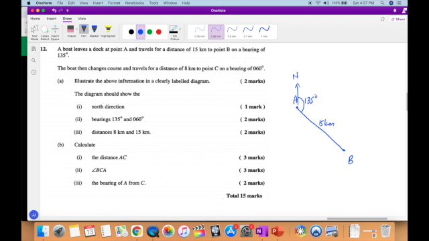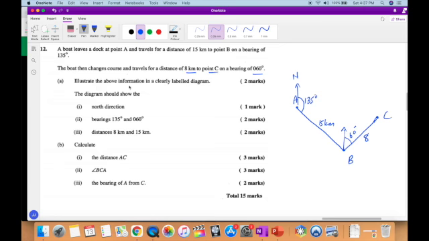The boat then changes course and travels a distance of 8 kilometers to point C on a bearing of 60 degrees. So if this is the north line, I'll measure 60 degrees, and this will be my bearing going to C, and C is 8 kilometers away. So maybe I shouldn't draw C that long, right? So over here, 8 kilometers here, and this here is my point C, right?